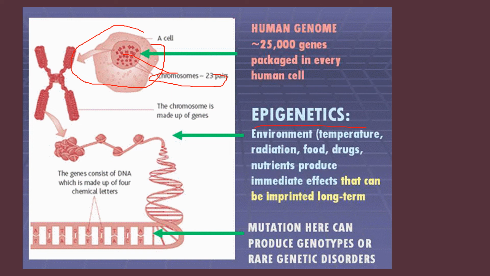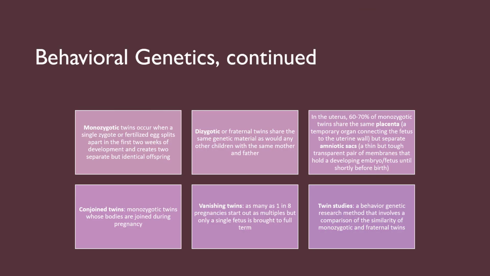Epigenetics, the environment, like temperature, radiation, food, drugs, nutrients, produce immediate effects that can be imprinted long term. So pagka merong something in your environment like drugs and food, no, pwede ka magkaroon ng genetic mutation. So mutation here can produce genotypes or rare genetic disorder. If we're going to study behavioral genetics, we're also going to define monozygotic twins, no, and then dizygotic twins, and then meron tayong conjoined twins, and then vanishing twins.